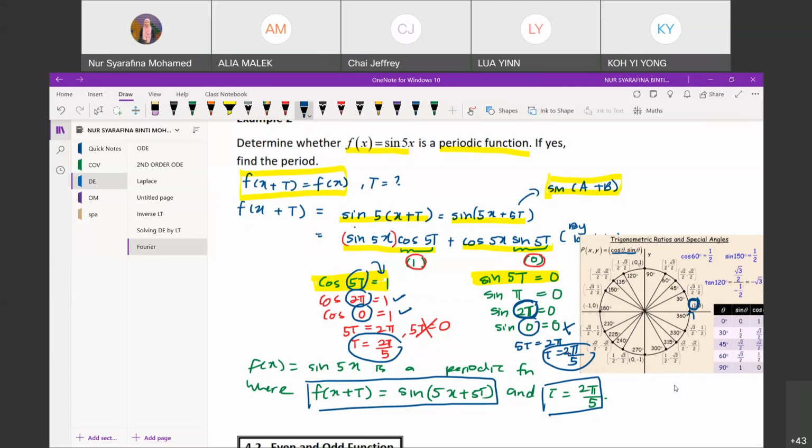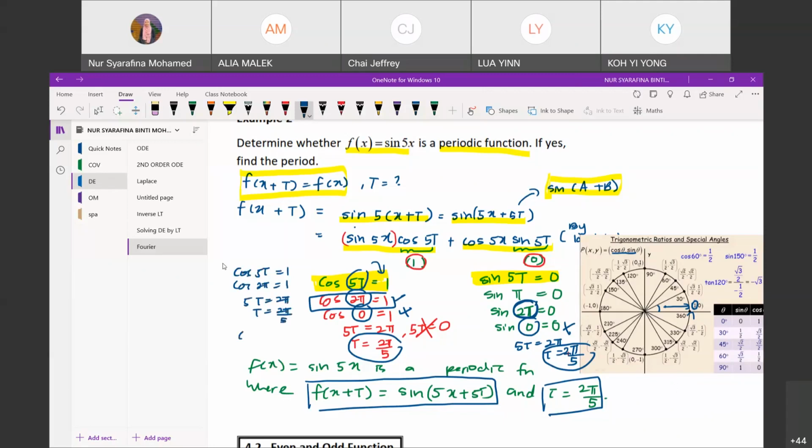Understand or not? So we start at angle 0, and then we go one full circle to get 2 pi. So for angle equals 2 pi, also 1. Then we have cos 2 pi equals 1, cos 0 equals 1. But T cannot be 0, so we cannot take this. We just take this. So when cos 2 pi equals 1, we can compare with cos 5T equals 1. So 5T equals 2 pi, T equals 2 pi over 5.